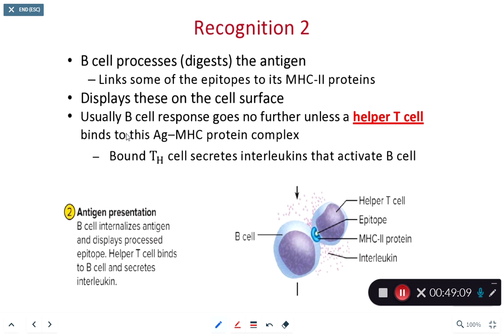So after the B lymphocyte is acting as an antigen-presenting cell, is that a hand up in the back? Okay, just stretching, all right.